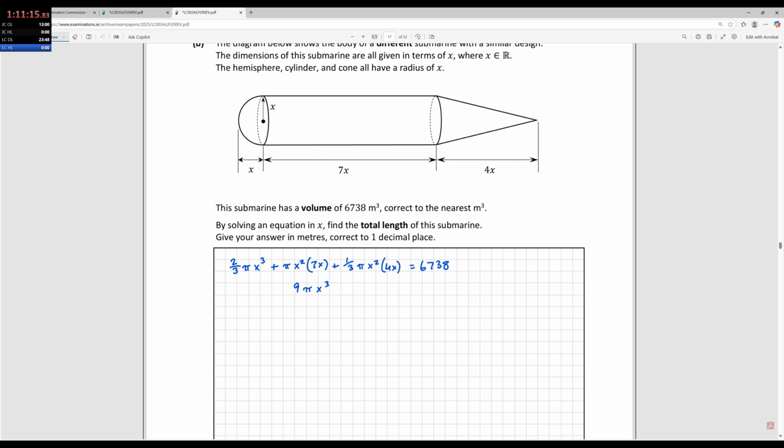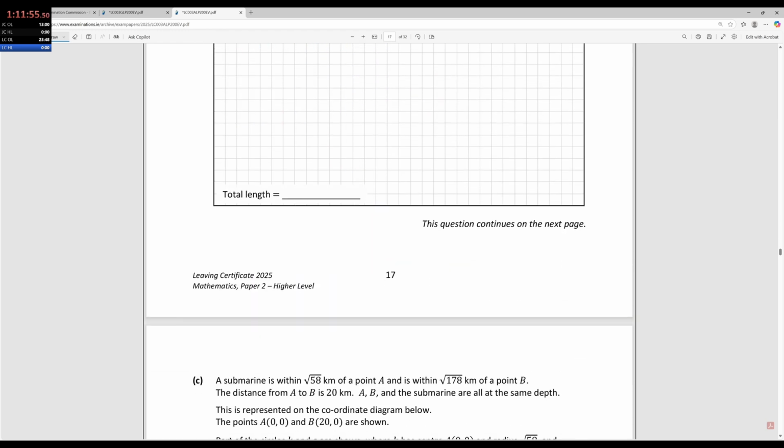So I'm going to do 6738 divided by 9 pi, which is 238, and then cube root that answer, which means that x I'm going to get is 6.2. It's so close. Normally I wouldn't say round here because it's not the final answer, but it's so close. Well, I guess I could just multiply this by 12, actually, never mind, because they want the length of the sub, and I know what x is. So the full length should be, correct to one decimal place, 74.4 meters, which is what I would have got even if I did round.